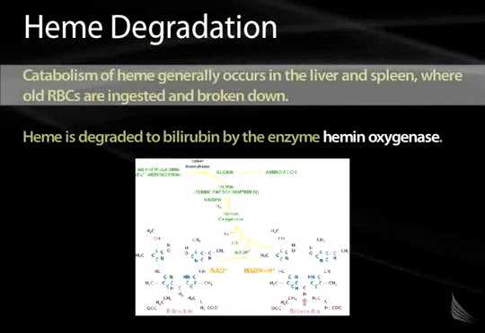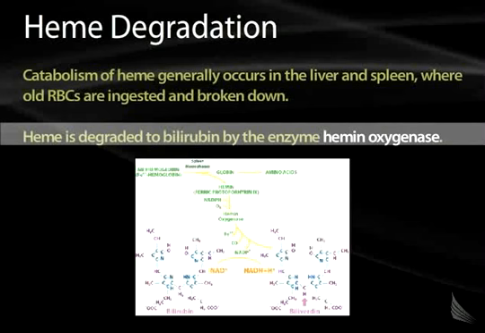One of the things that those macrophages have to do is they have to degrade the heme into something that can be excreted. Now, the first thing that happens is that heme is degraded to bilirubin by the enzyme hemin oxygenase, which is indicated right here. So we take hemoglobin, we break it down into biliverdin, and then that's converted to bilirubin.